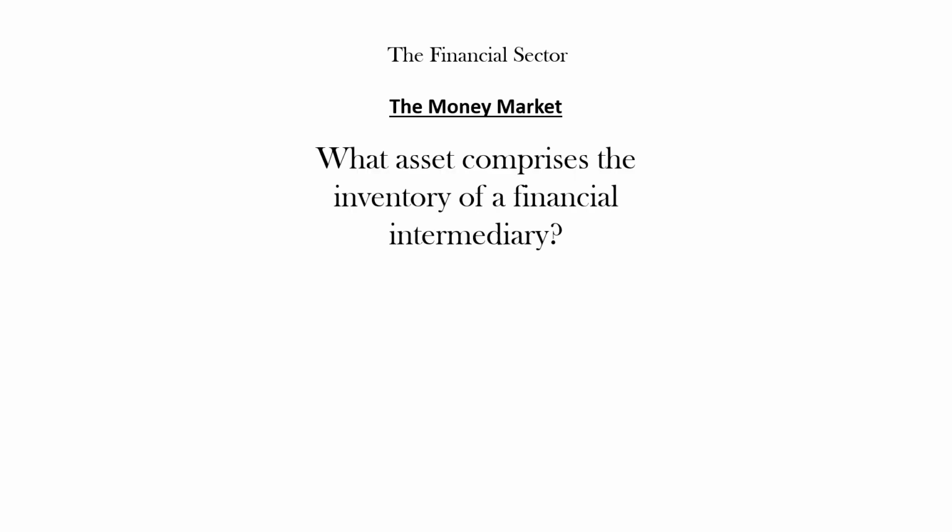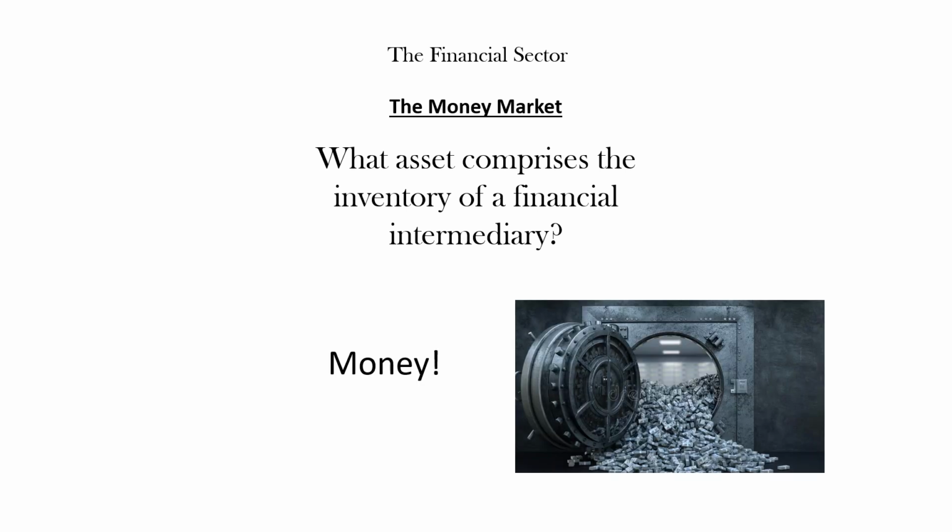Well, you are exactly right. I'm sure you know. It is that they keep an inventory. And what is it that comprises the inventory of a depository institution? It is, of course, money. But how does this financial institution, we'll just call it a bank, how does the bank acquire its inventory so necessary to be a successful middleman?